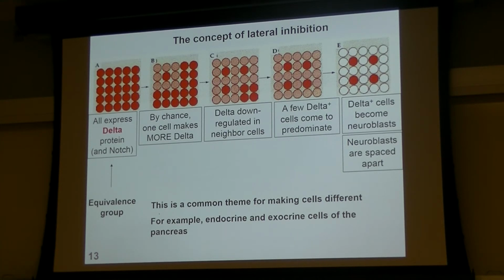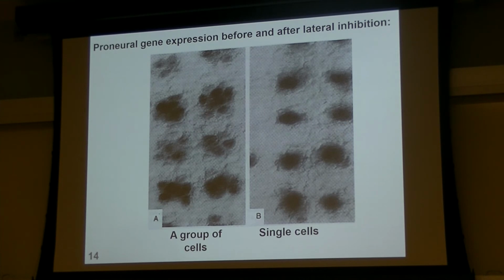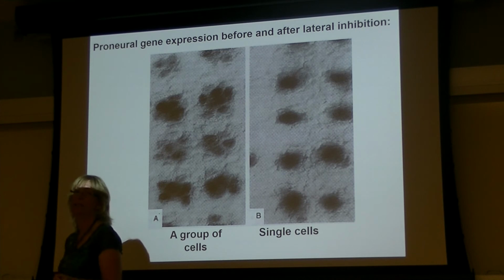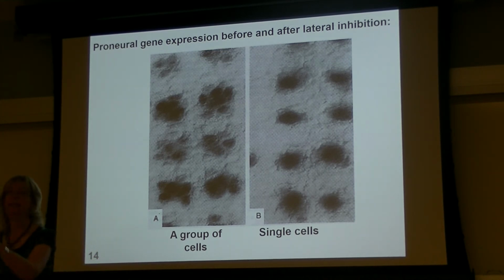Okay, any questions on this? All right, great. So here's a picture. I believe this is immunohistochemistry, and we're looking at expression of a proneural gene. Initially you can see broad clumps of these neuroectoderm cells where everybody is expressing the proneural gene, just like everyone is expressing notch and delta. But after time, this has shrunk down so that now individual cells are continuing to express proneural genes, and all their immediate neighbors are not expressing the proneural genes.